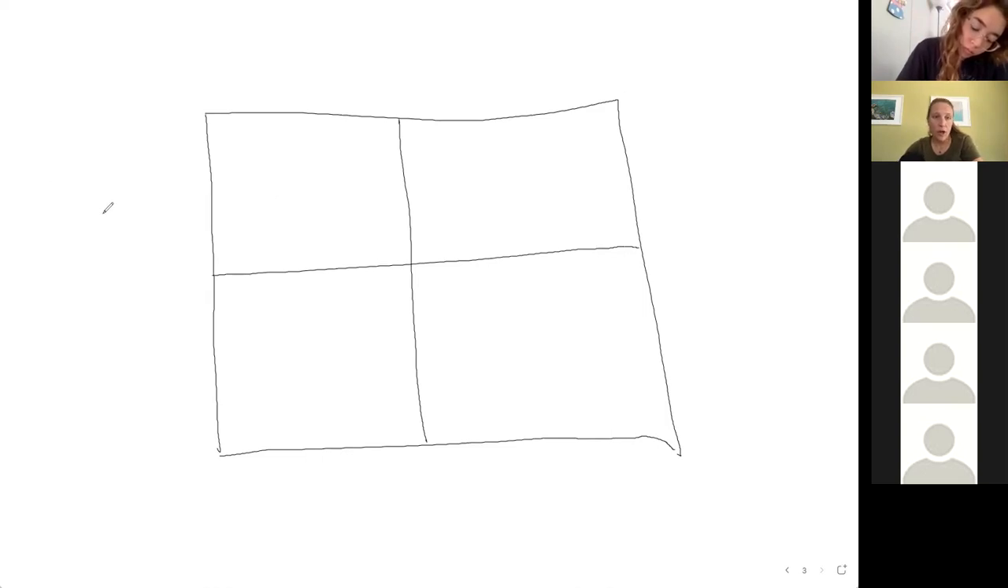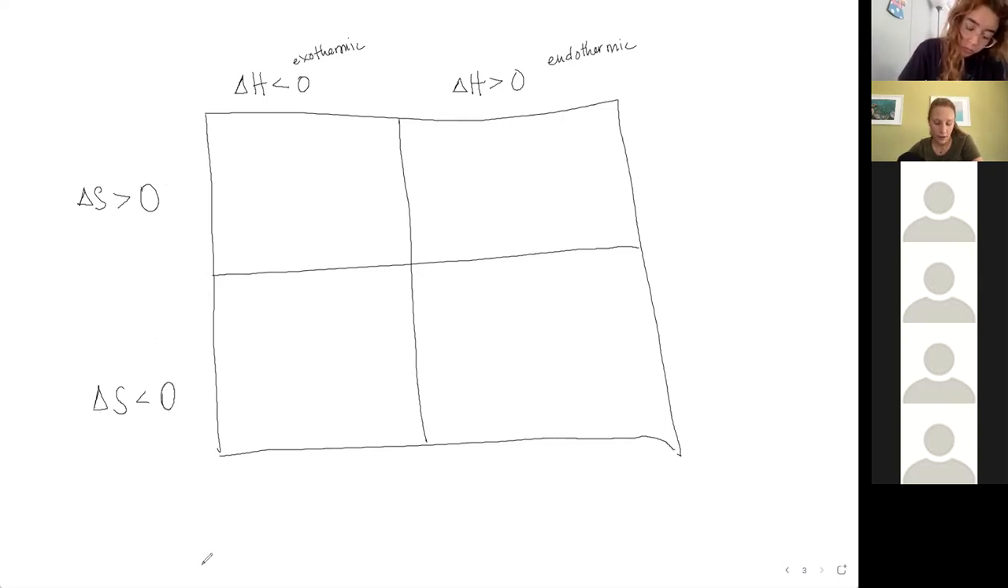And our four quadrants are when we have a change in enthalpy that is exothermic, so less than zero, and a change in enthalpy that is greater than zero, so endothermic. Releasing heat or absorbing heat. Then we can have our change in entropy is positive, so increasing entropy, increasing disorder. Or our change in entropy is negative, so increasing order, decreasing chaos.